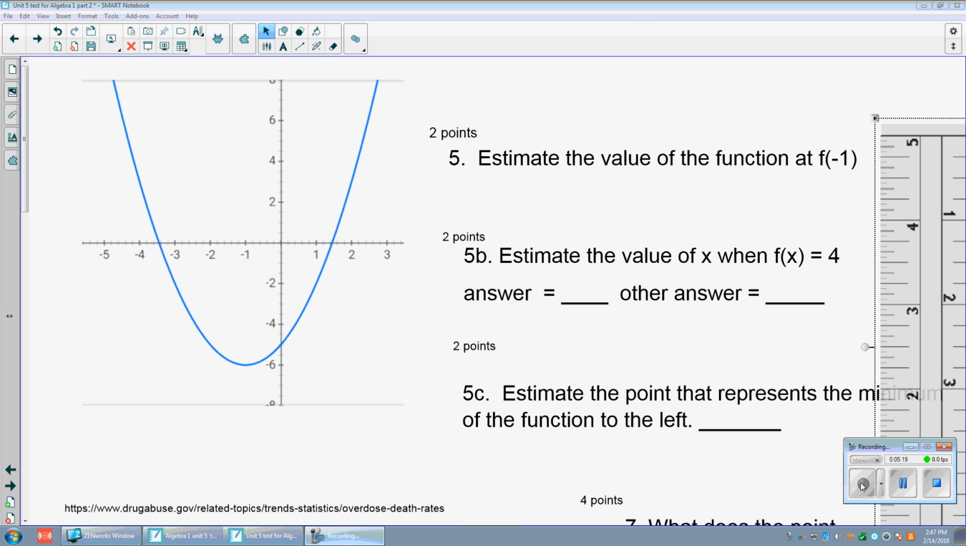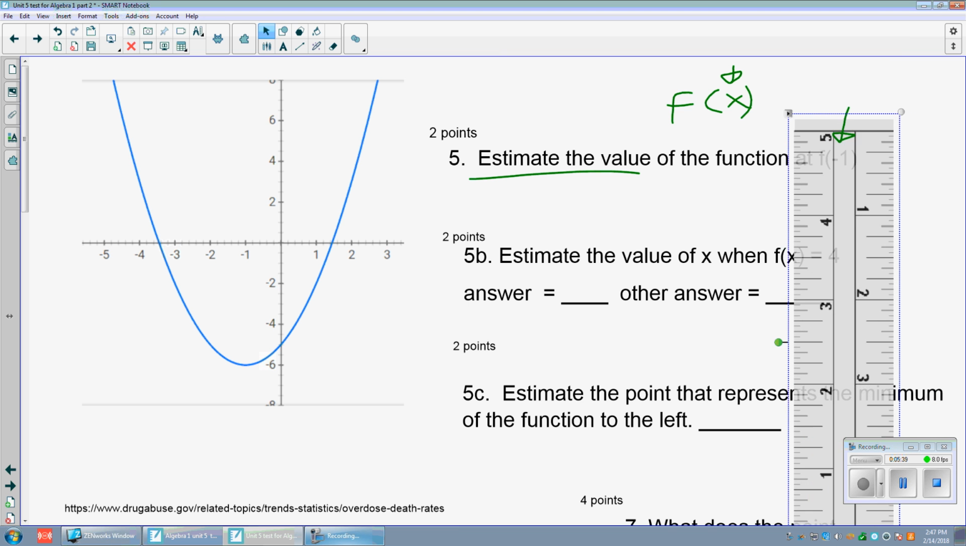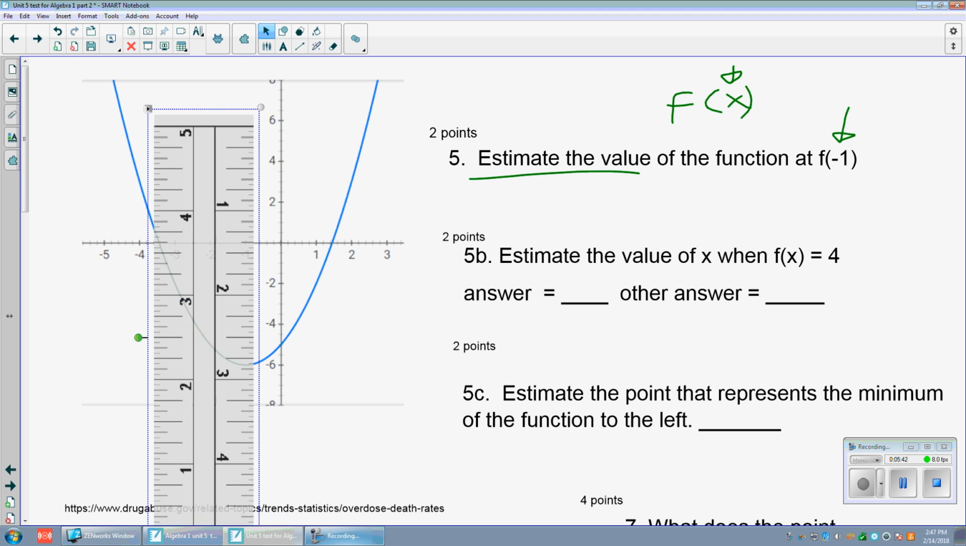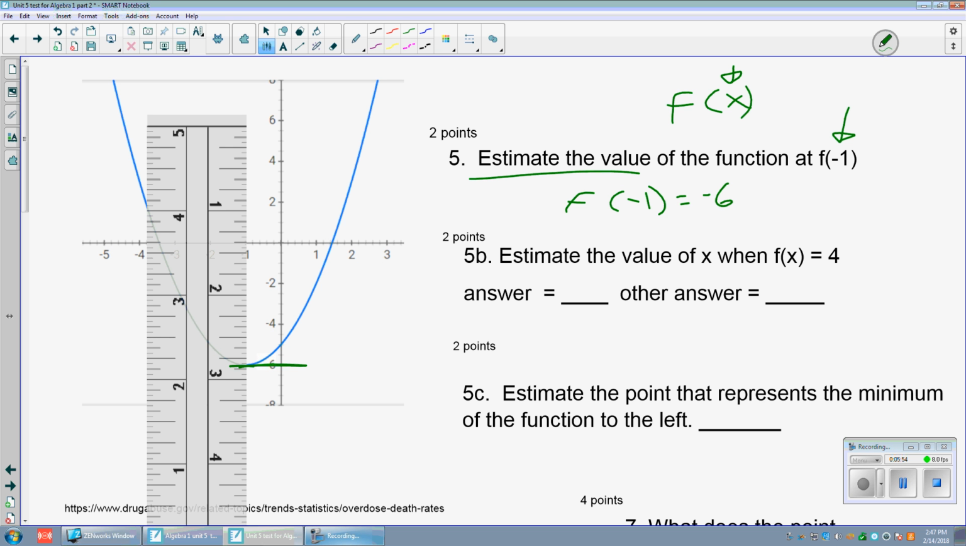Okay, now we're on number 5, A, B, and C. So it says estimate the value of the function f of -1. Notice the -1 is inside the parentheses, same as f of x. There's the x inside the parentheses, so I have to do -1 on the x value. There it is. I'm using my ruler. You had a ruler during the test, and it says, where is it about? It's right around -6. So f of -1 equals -6.